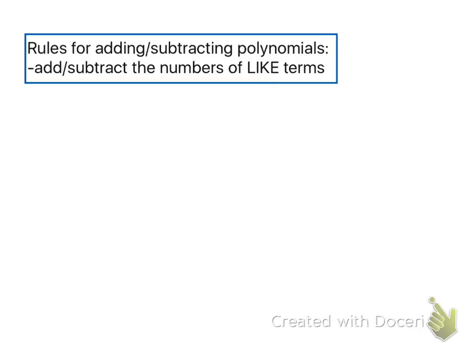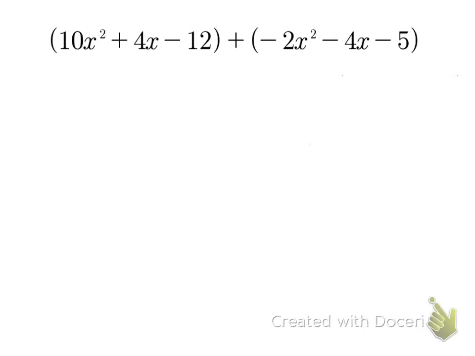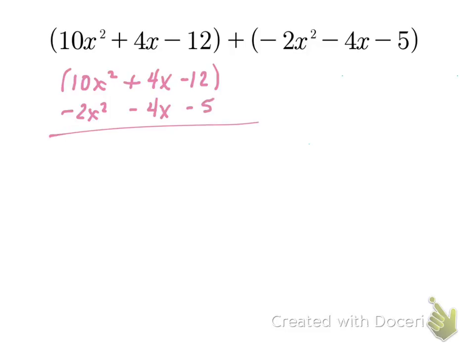So for our first example, we have 10x squared plus 4x minus 12 added to another polynomial, negative 2x squared minus 4x minus 5. I like to start off by rewriting the first polynomial. I then like to make sure that I line up my like terms, so that negative 2x squared I would put underneath the 10x squared, the negative 4x I would put underneath the 4x, and the negative 5 with the negative 12.